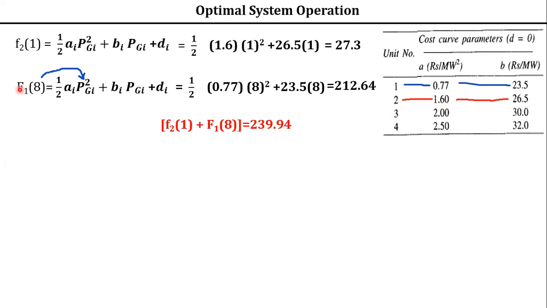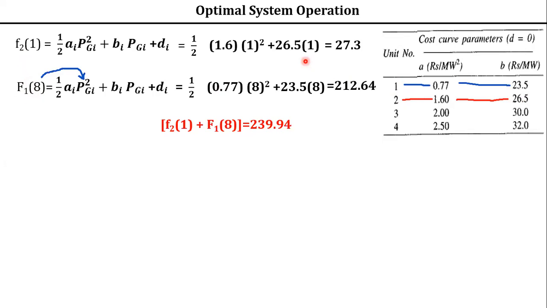When you come to capital F1 of 8, this is unit 1. Focus here on this number. Unit 1 A coefficient is 0.77 and B coefficient is 23.5. These are the given values. So that's why your AI, BI values are different for small f and capital F. Here the unit is the second unit, and there it is the first unit, so we have to take the corresponding values. Hope you understood this one.